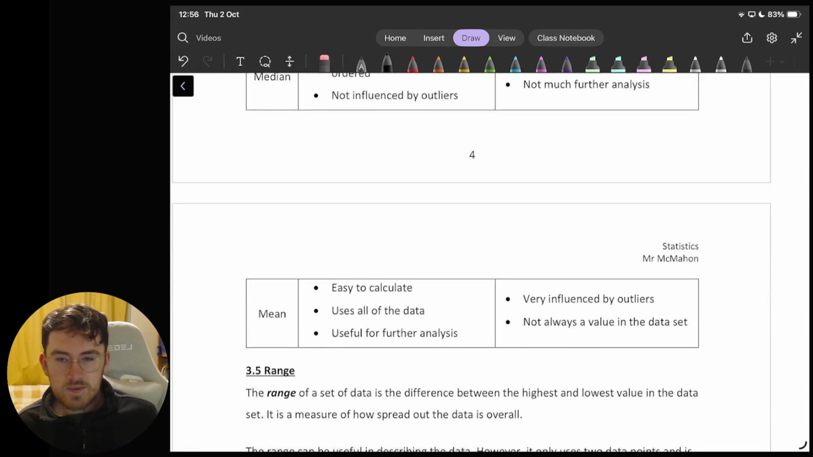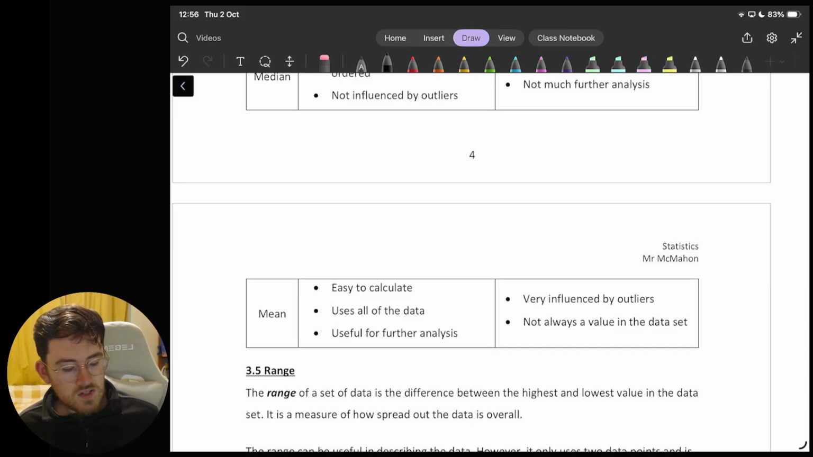The mean then, as we've said, is the one that people tend to be most familiar with. It's easy to calculate. It uses all the data, which is good, more than the others. The others really at most use maybe 1 or 2 points. This uses all of them, and there is definitely further analysis we can do with the mean. However, the mean is again influenced by outliers. Because you're using all the data points, you're going to be including those outliers, and they can have a real effect on the data. And again, the mean, like the median, is not always a value that's in the data set.